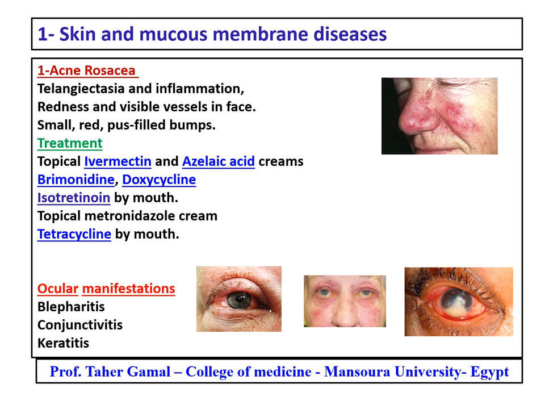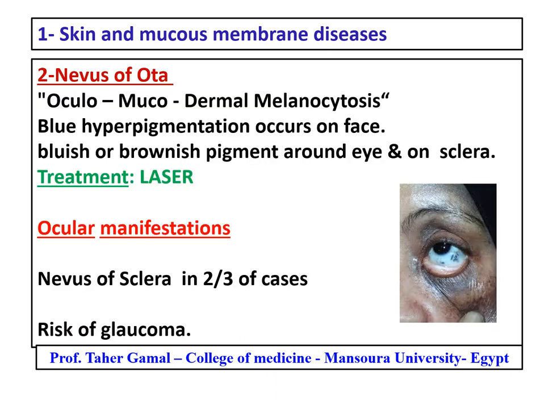The ocular manifestations which occur due to this disease, acne rosacea, are blepharitis, inflammation of the lid margin, conjunctivitis, inflammation of the conjunctiva, and keratitis, inflammation of the cornea.